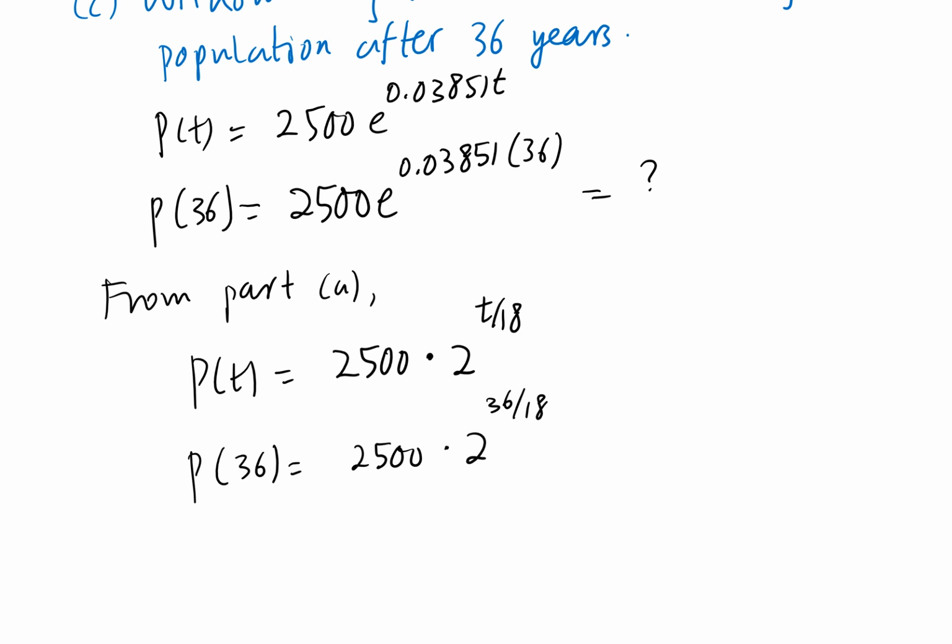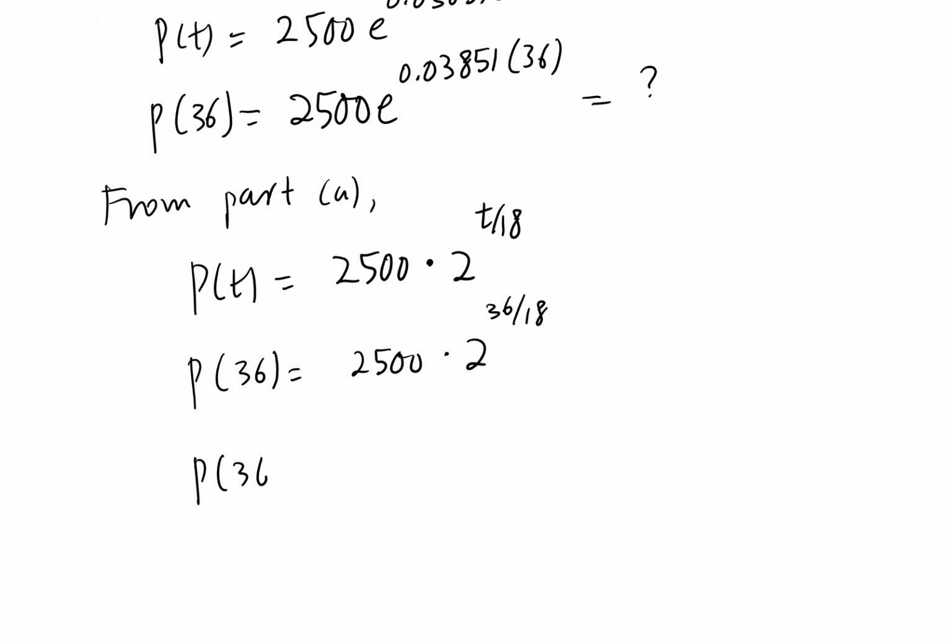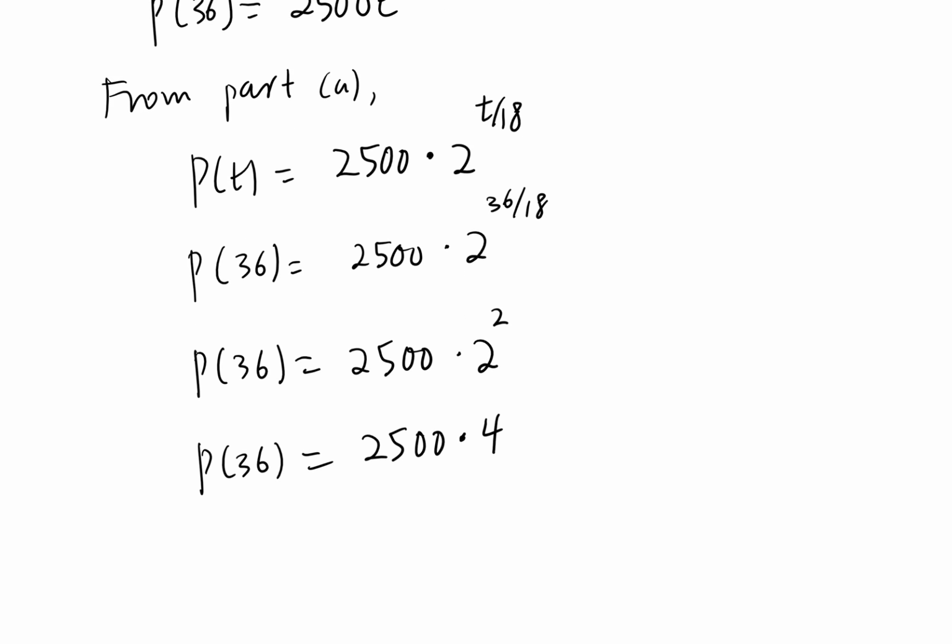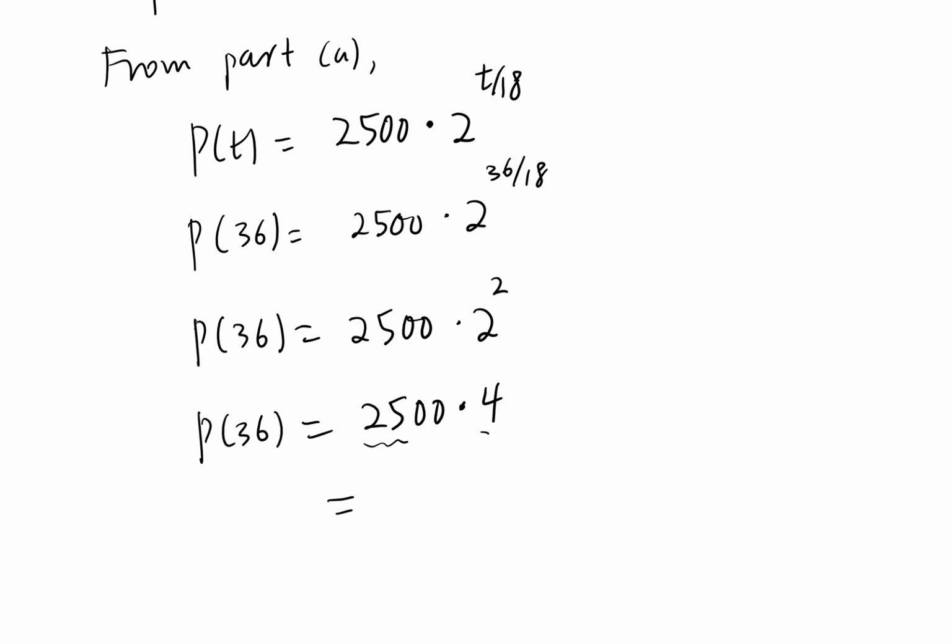So what do you think that's going to give us? 36 divided by 18 works out nicely as 2. So P of 36 is 2500 times 2 to the second power. P of 36 is 2500 times 4. And how do you finish this up? Well, you can multiply 25 by 4, that's 100, and there are 2 more zeros you can bring down. So that gives us 10,000.